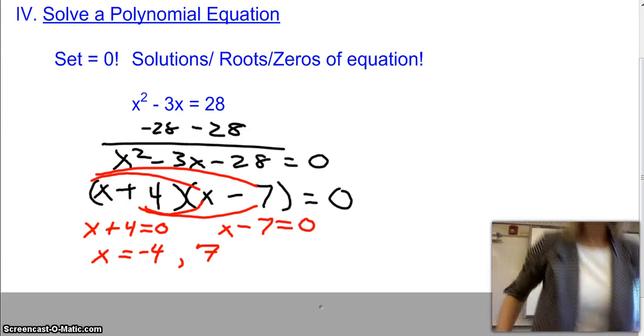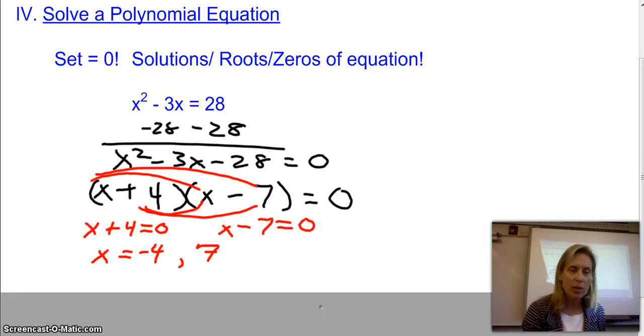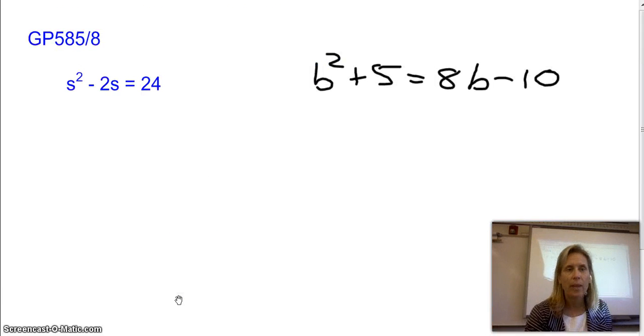Very good. Again, you can check these values in the original if you wanted to, and you would know that this is true. Let's try it. If we plug 7 in here, 7 squared is 49 minus 21. 49 minus 21 is 28. And if we plug in negative 4, we have 16 plus 12, right? Due to the negative, 16 plus 12 is 28. So you always have the opportunity to check your answers. So go ahead and try that again with these two and come back and check your work.